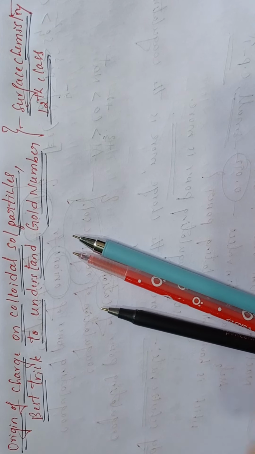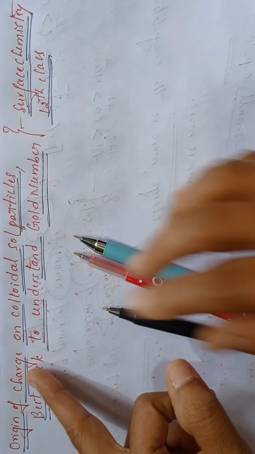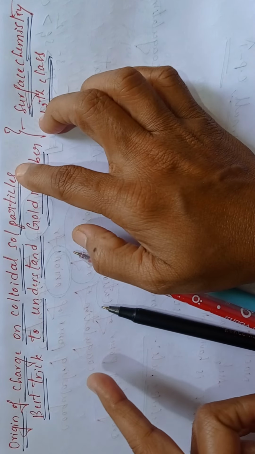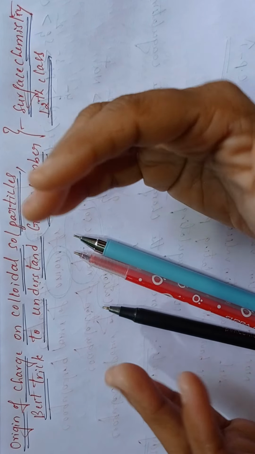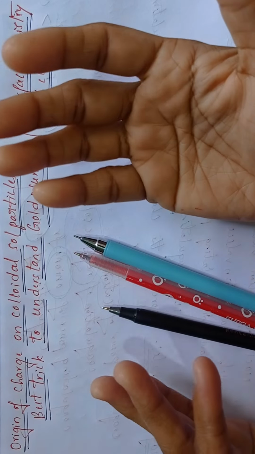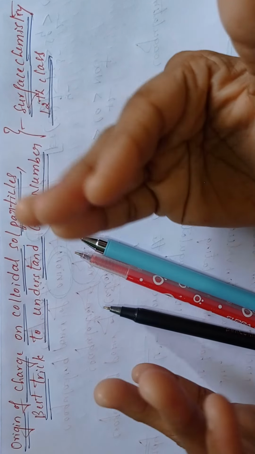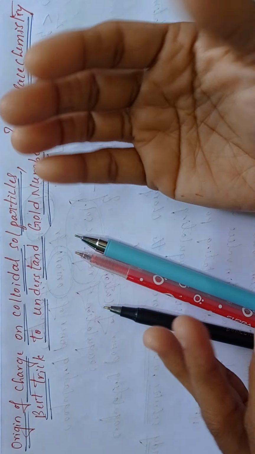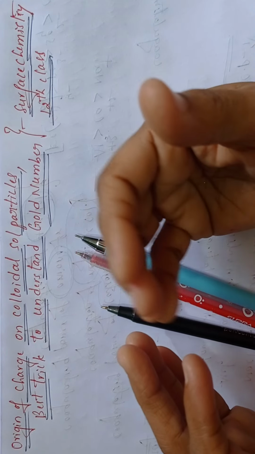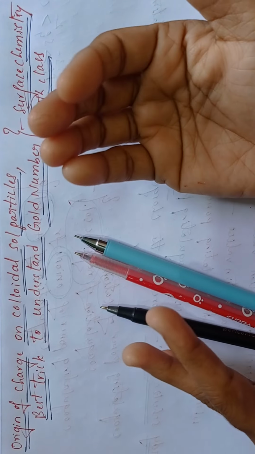In today's section I'm going to discuss the origin of charge on colloidal solid particles. That means, how do colloidal solid particles get their charge? They carry charge, positive or negative, so how are they getting it? I'm going to discuss that now.